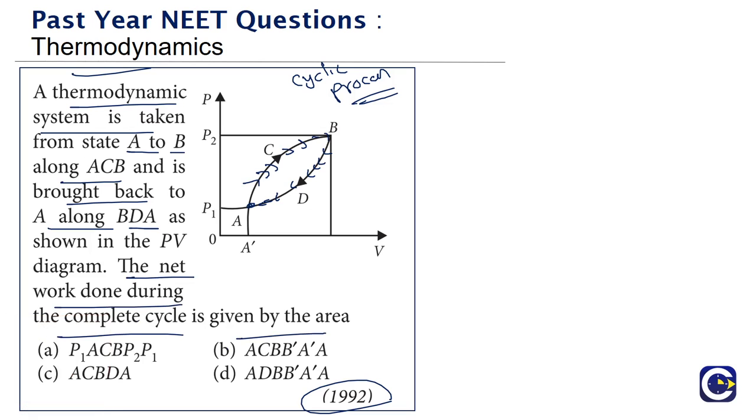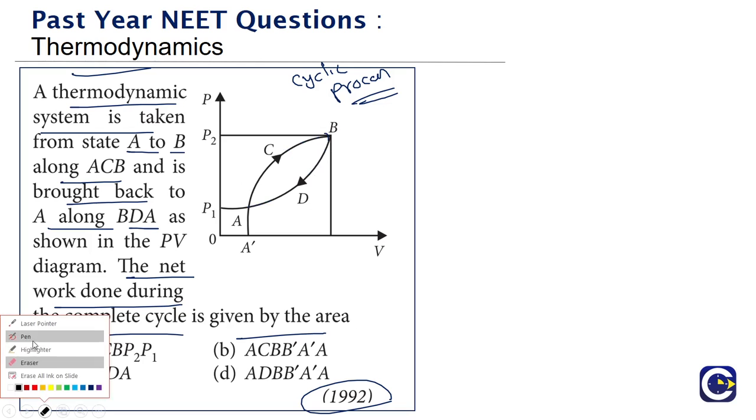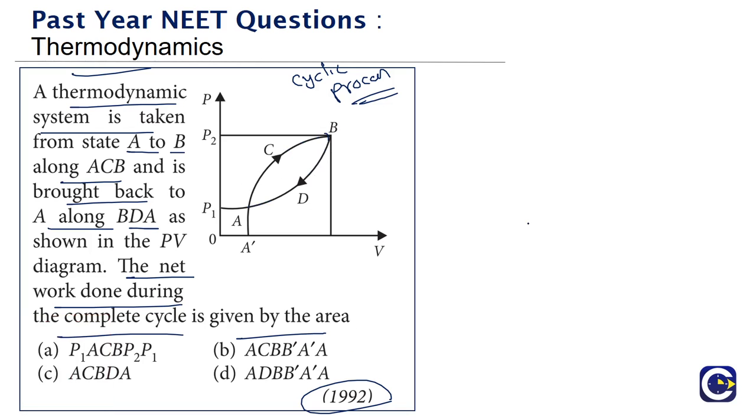The work done in case of a cyclic process will be given by the area enclosed by the graph. If you look at the first part, the ACB path, what is happening? Volume is increasing, isn't it? So volume increasing means work is done by the gas, so work done will be positive.